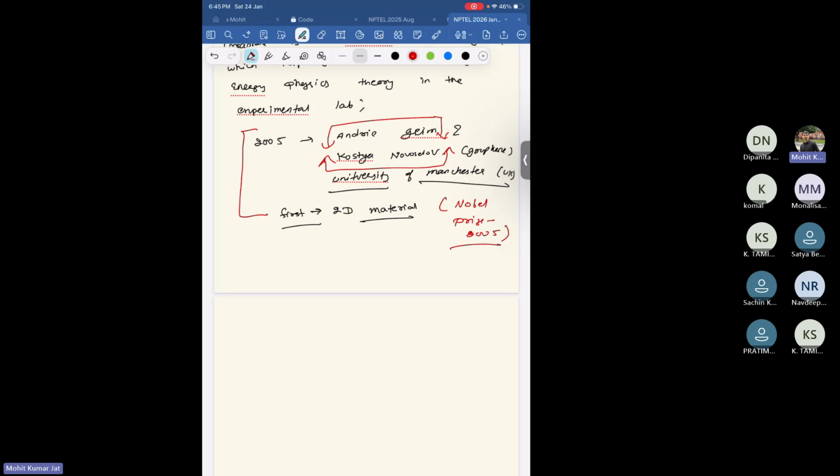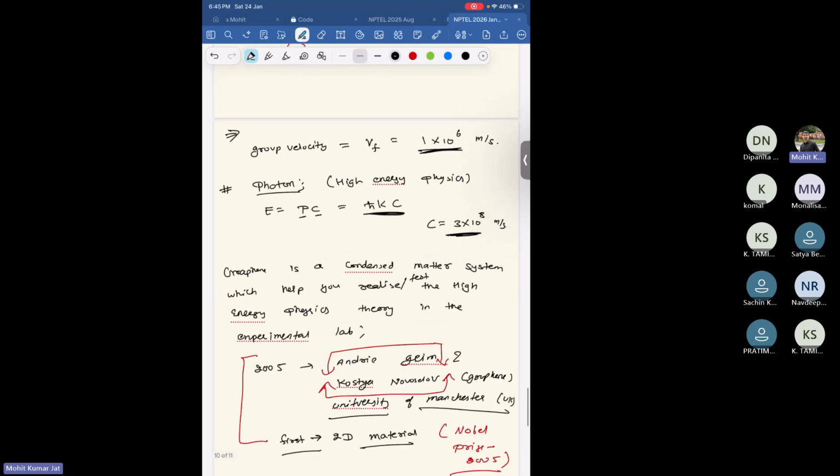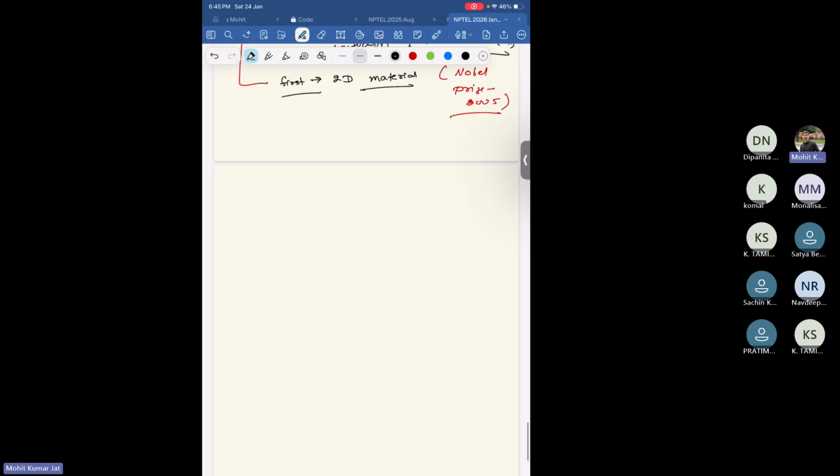And now the field is moving towards plasmonics. Those who want to pursue a career, a PhD or something in the field of physics, should give at least some time to graphene study. That is what the current ongoing research is, and it will definitely motivate you to do research in the future. Yeah. So this was apart from your coursework.